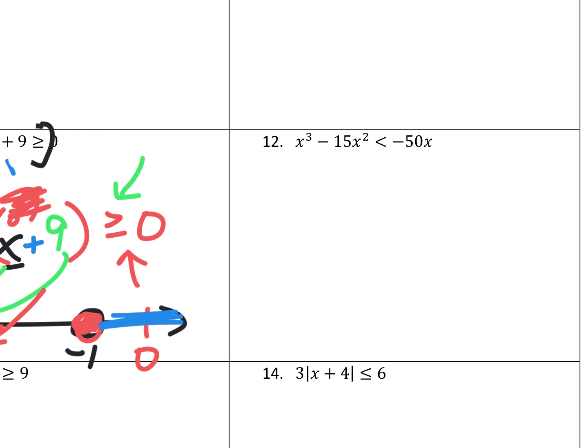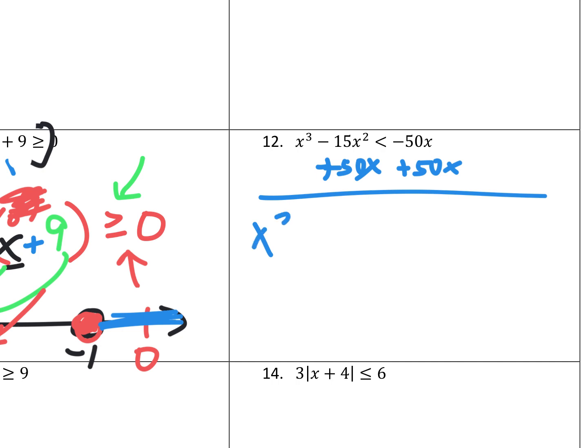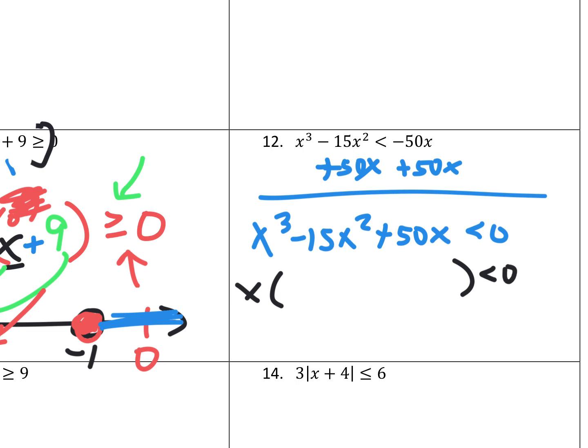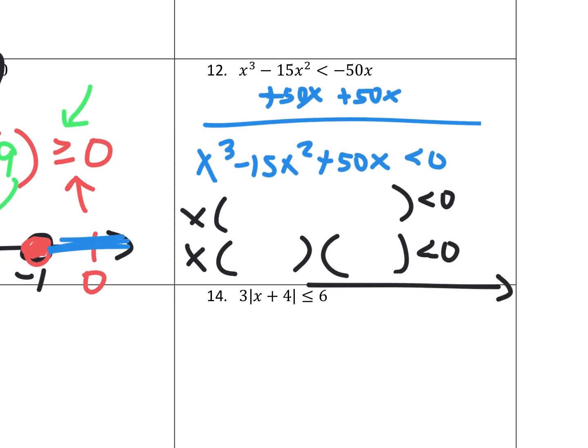All right, what would I do here? First off, always get your quadratics equal to 0, and then always factor them. So I'm going to add 50x to both sides. And then I'm going to factor it. There's an x in everything, and I bet you'll be able to factor it again. And then I bet you can make a number line. And you'll have 3 numbers on your number line. Don't forget the 0 for this one. And then you test around those intervals.